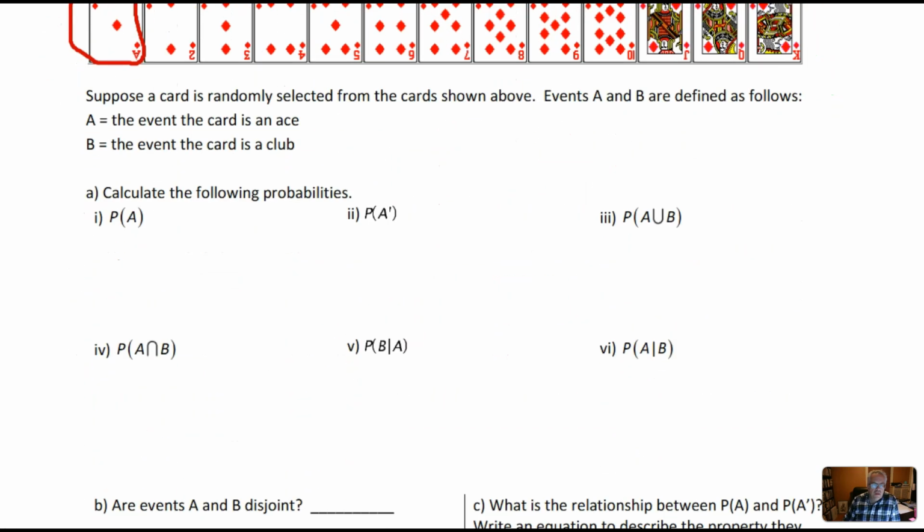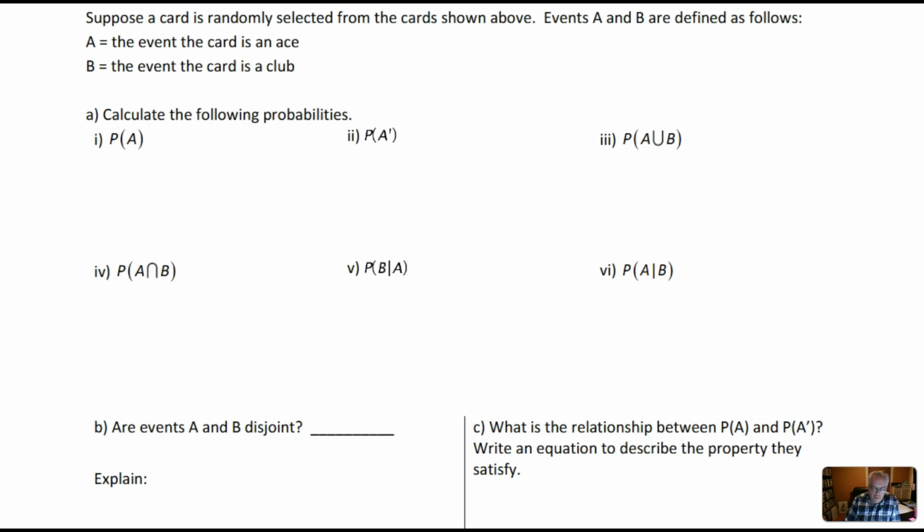All right, so first is find the probability of A. That's the probability of getting an ace. Well, there are 4 aces out of 52 cards. And if you leave it like that, that's fine. 4 out of 52. That does equal 1 out of 13 if we reduce it. Okay, probability of A prime. So remember, this means complement. It means the probability we get a card that's not an ace. Well, there are 48 cards that are not aces over 52, and that reduces to 12/13.